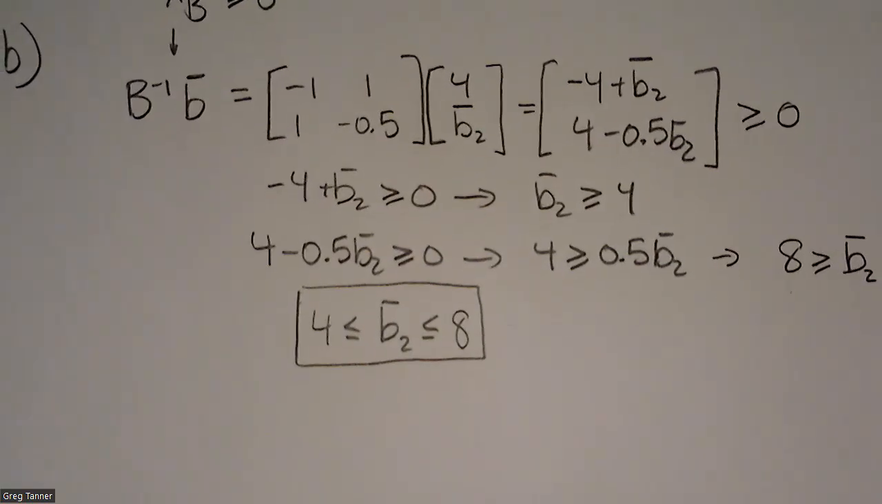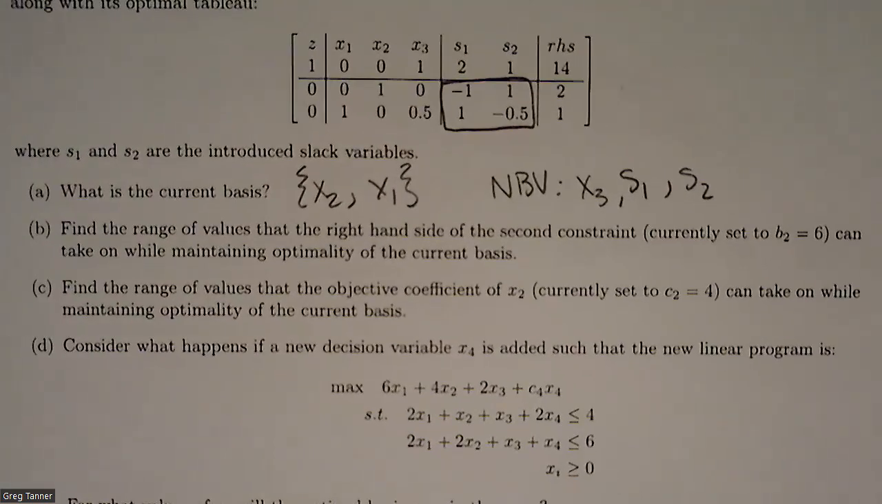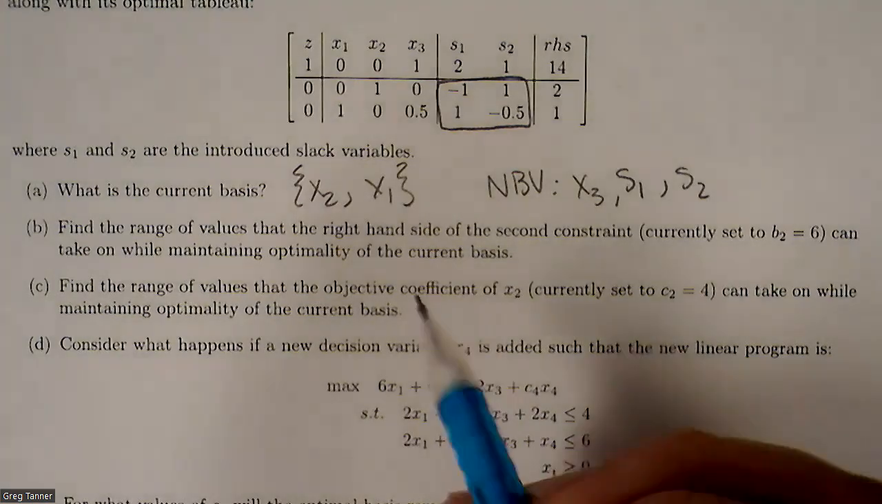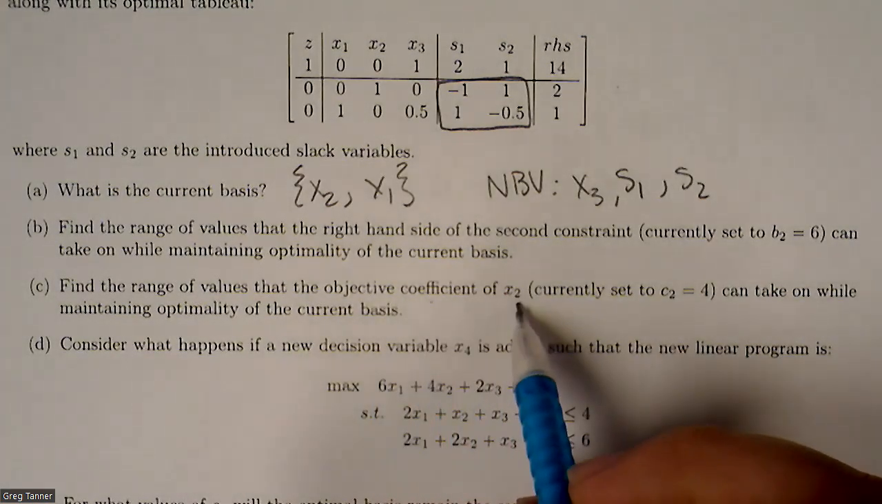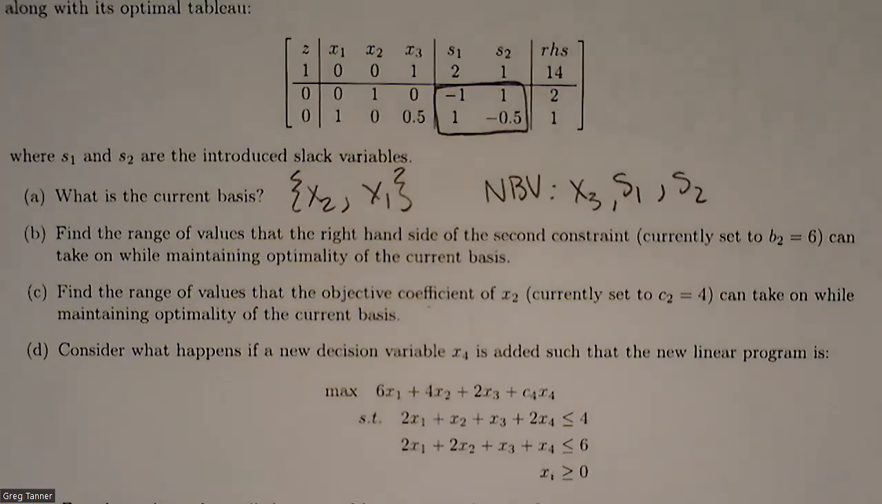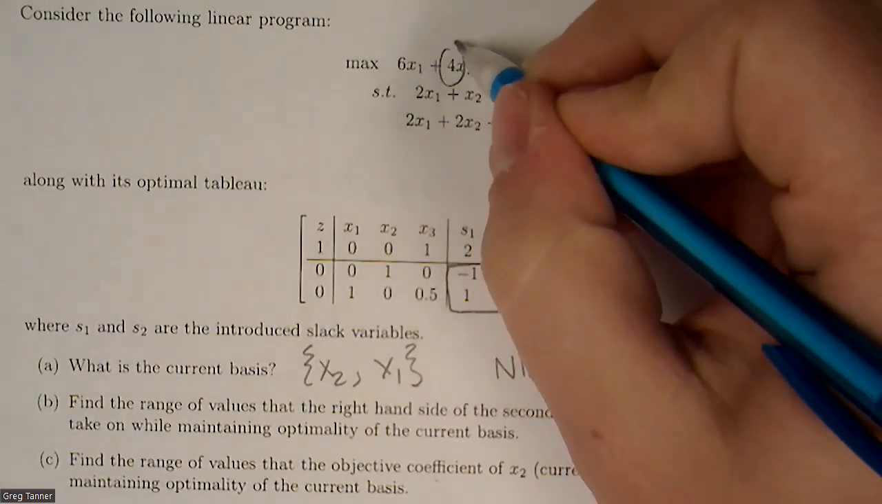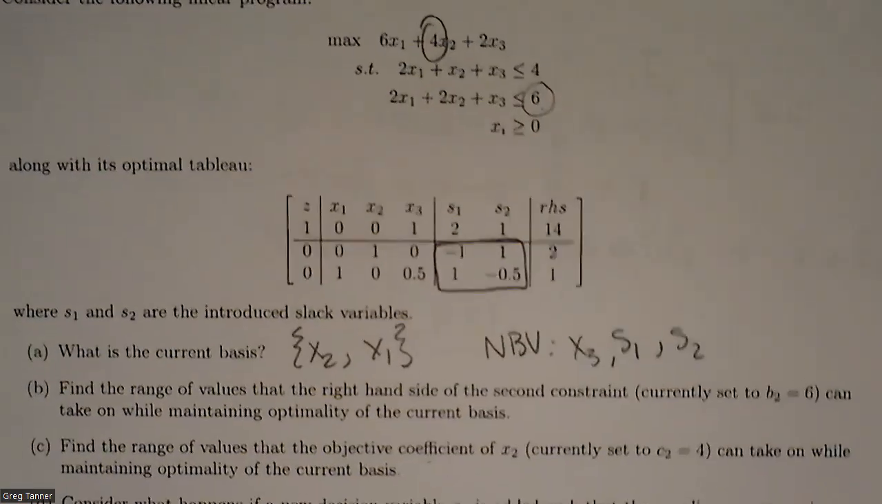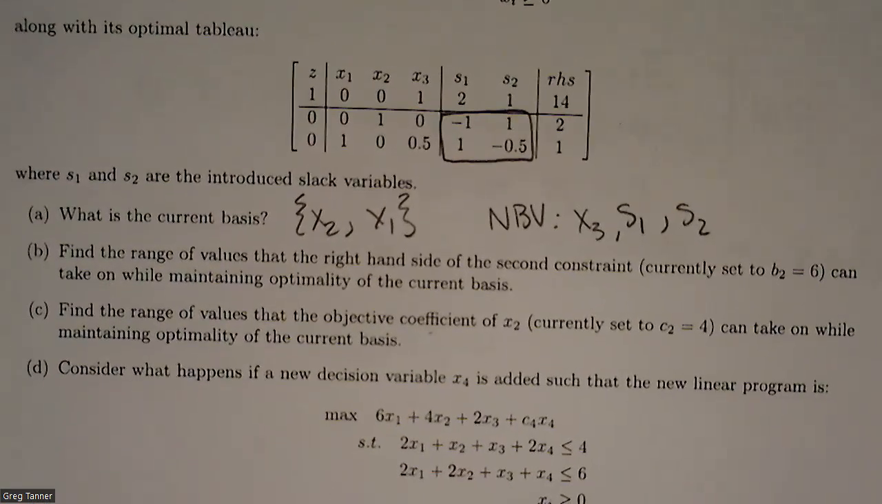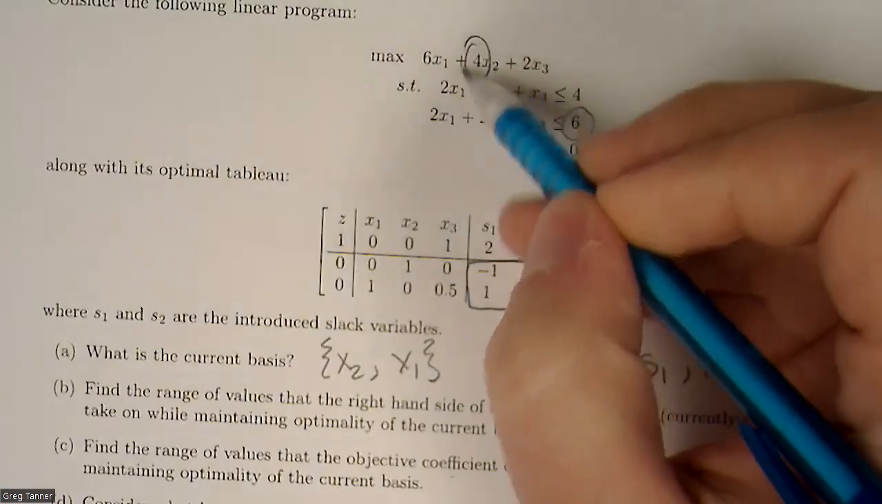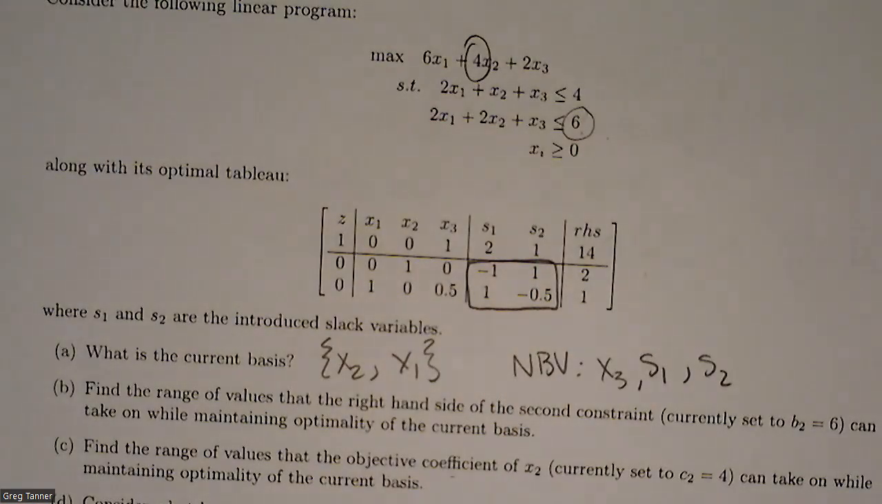Let's move on to part C. Part C asks, can we find the range that the objective coefficient of x2, which is currently C2 equals 4, that is this value right here, can take on while keeping the same current basis? Okay. So currently 4, what values can it take on? Go ahead and give this a try.